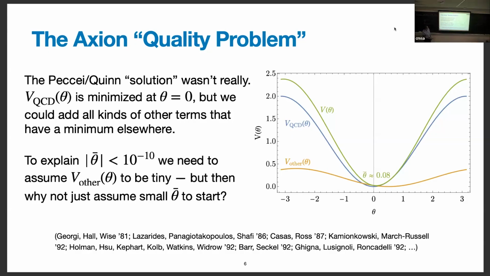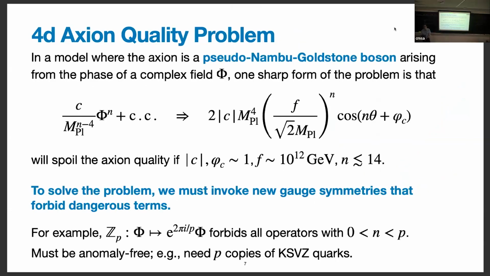Okay, but in principle, why should I write anything that's smaller than V QCD? I could just write some Planck scale potential if I don't have some other reason not to. So we really need a better model of this, and this is what people call the quality problem.